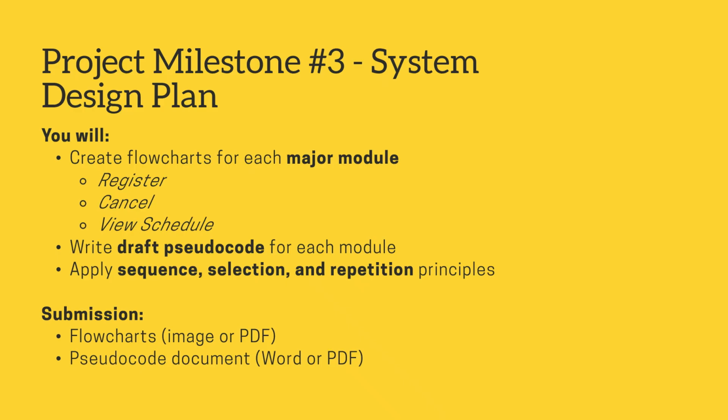Remember, your system modules are register, maybe you use cancel as a system module. You may have used view schedule as a system module. So you're going to create a flowchart for that. You're going to write the draft pseudocode for each module, and then you're going to apply sequence, selection, and repetition principles, very similar to what we've already done in this video.